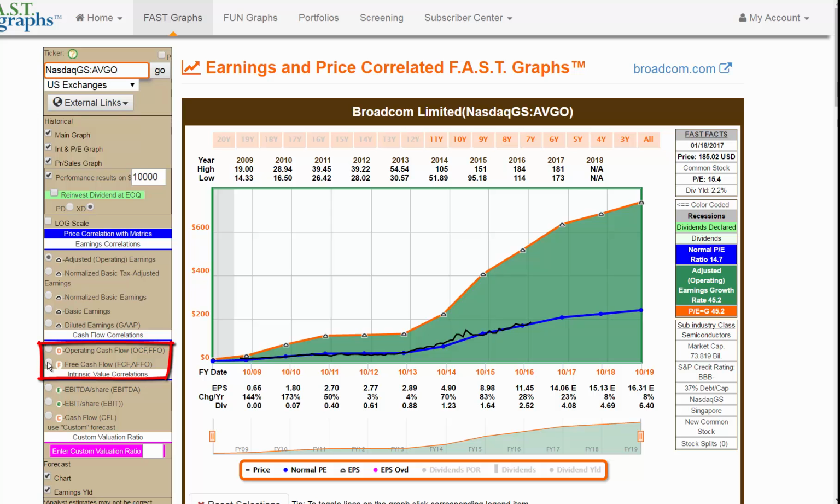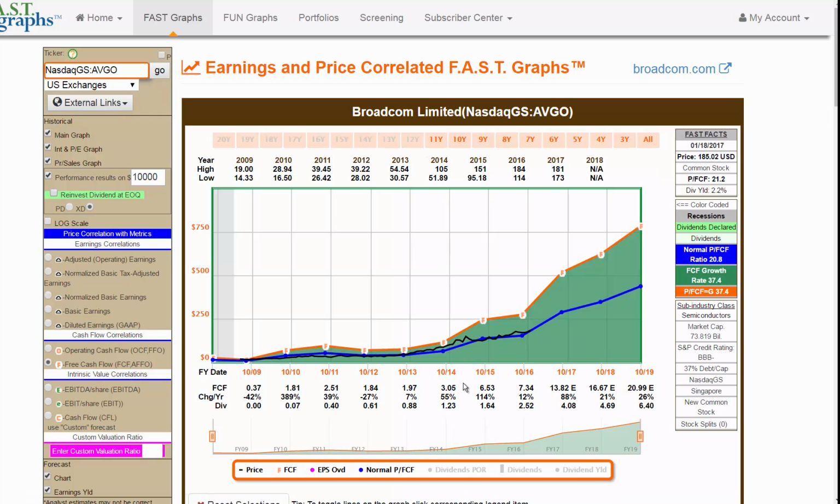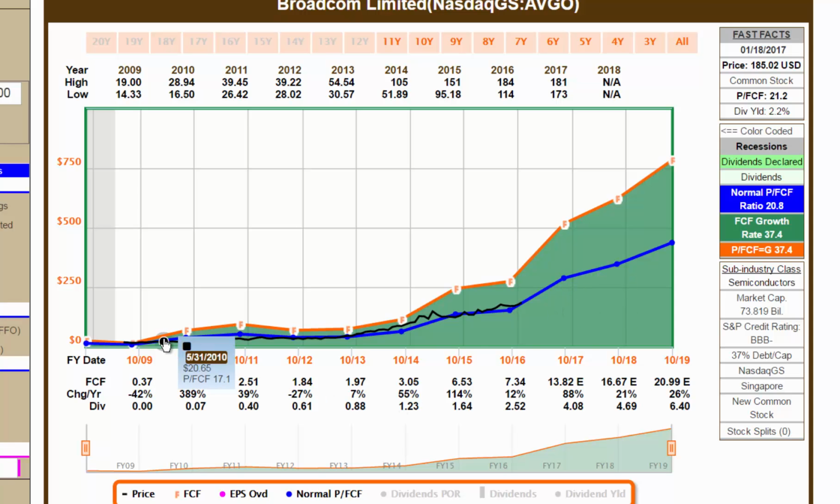Next, I'm going to look at free cash flow, because what I haven't introduced yet, which I will in a second, is this is also a dividend growth stock in addition to being a high growth stock. But I want you to notice here that the free cash flow growth has averaged over 37%. And when you're looking at Broadcom from the standpoint of free cash flow, we see the normal price to free cash flow in the 20 range. Here it's marked as 20.8, and you can see the stock price has followed that very closely.